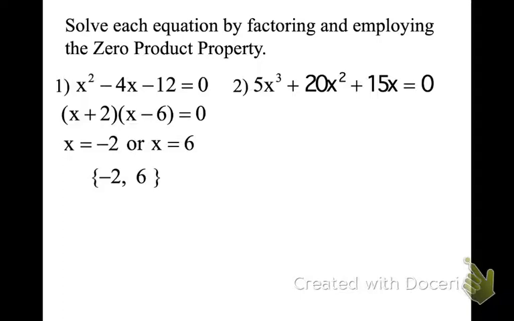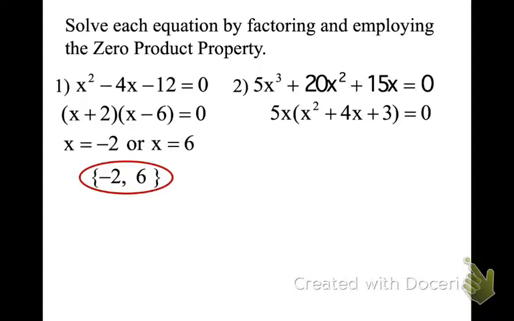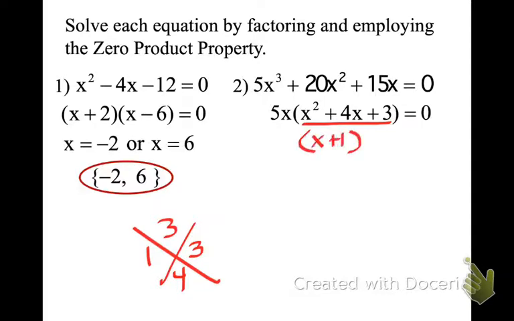Good. I'm going to divide out a 5x and you get x squared plus 4x plus 3. Good. Okay, I'm not done factoring. I can still factor this trinomial. What multiplies to 3 and adds to 4, Alan? 3 and 1. Good. So now I have, this factors to 5x times x plus 1 times x plus 3 equals 0. And don't forget your GCF.